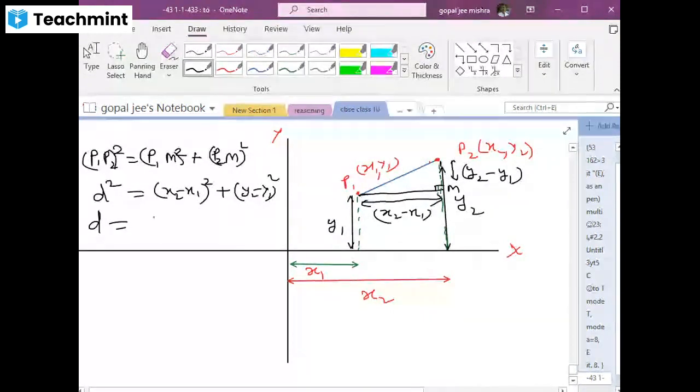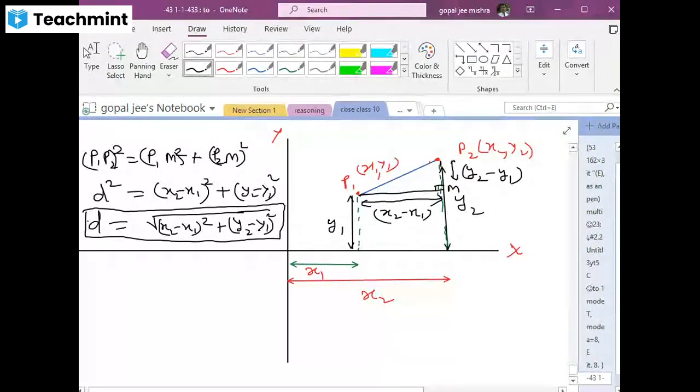Very clearly here we are getting, beta, distance is equal to under the root of x2 minus x1 whole square plus y2 minus y1 whole square. This is what? This is the distance formula. It is just determining the distance between the 2 points of the coordinate system. Have you got this? Yes. Okay, beta.